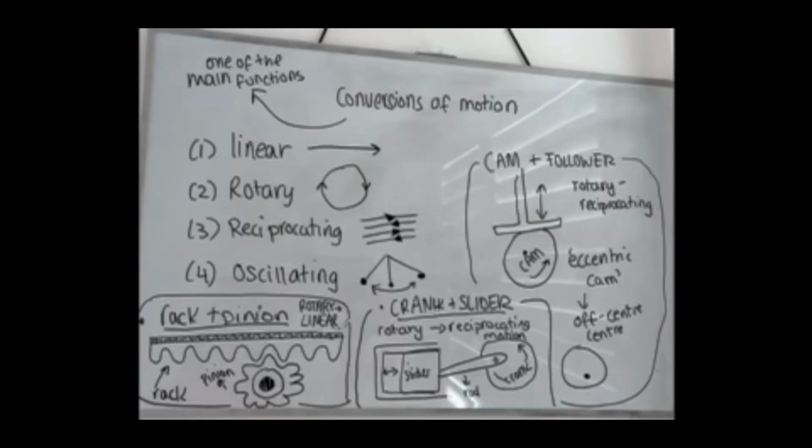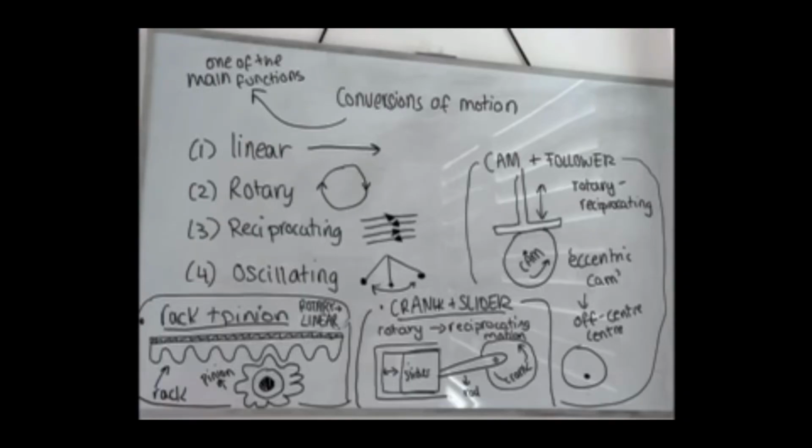One of the main functions of mechanical systems is to convert motion. So this means turning one type of motion into another. Now, firstly, the thing you need to know are the 4 different types of motion. So you've got linear, which is moving in a straight line, rotary, which is moving in a circular pattern, reciprocating, which is moving in a straight line back and forth, and oscillating, which is almost swinging from one point to another and back.